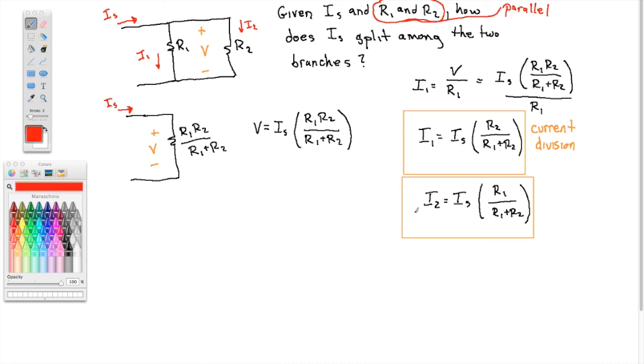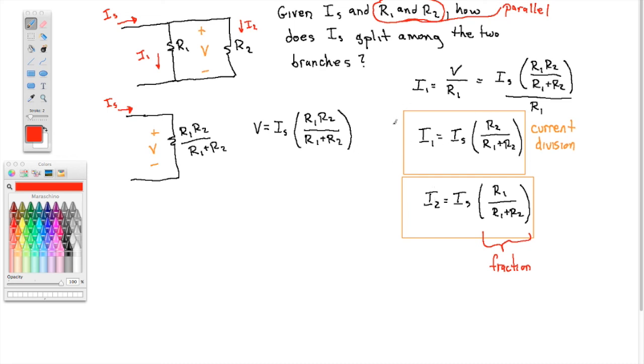Notice here, again, what's in parentheses is a fraction. It's a positive fraction, and it's less than 1 because R1 plus R2 is going to be more than R1, and R1 plus R2 will be more than R2. So this is a fraction, it's less than 1. And it tells us the fraction of the source current that goes through these branches. So maybe this fraction is 0.9. Well, that means 0.9 of the source current is going to go through the first branch, and then 0.1 of the source current is going to go through the second branch.